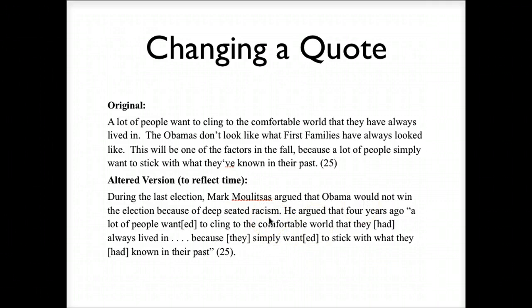Now notice I'm talking about the past. So in the past, he argued that 4 years ago, a lot of people wanted to cling to the comfortable world that they had always lived in.... Now remember, this indicates that I've taken out material. I've taken out from "lived in" all the way down to "because." And notice that there's a period that appears in there, so I have to have 4 ellipses. So "because they," and what I've done here is I've taken out the whole "lot of people." It just seemed excessive. It's not important. "Because they simply wanted to stick with what they had known in the past."